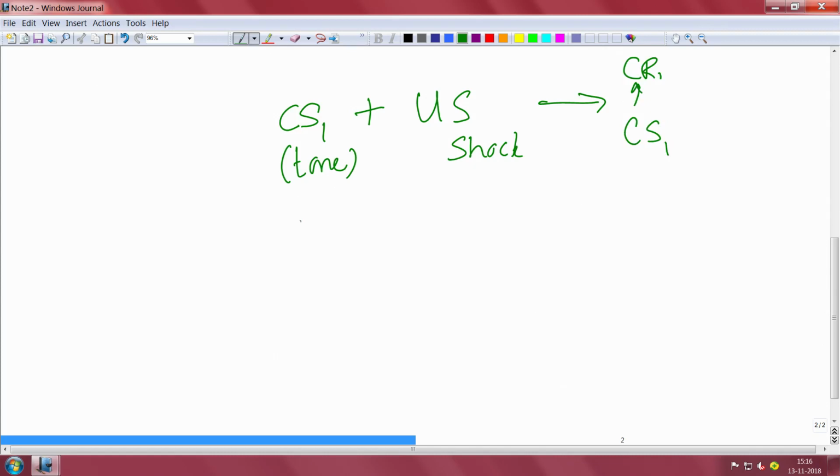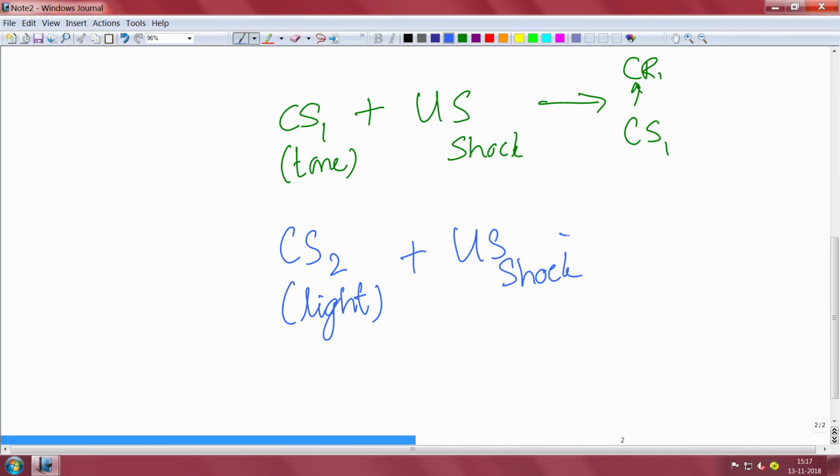Now, you can do the same thing with another CS, different color, CS2, let us say light, with the same shock, exact same intensity and everything being same. So, clearly CS2 also develops the ability to elicit a response from the animal. So, let us call that also CR. Now, take these animals which had undergone training in both tone alone paired with shock, and light alone paired with shock.